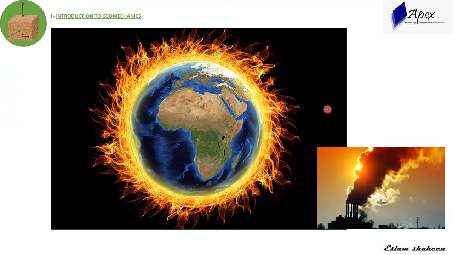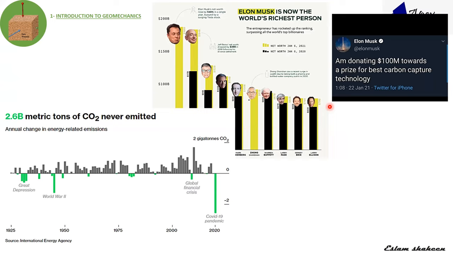Earth on fire. Another thing that has happened lately: the entrepreneur Elon Musk stated on Twitter that he is donating $100 million toward a prize for the best carbon capturing and storage technology. The lower left side of this presentation shows the carbon dioxide emitted from 1925 to 2020, including the COVID pandemic.